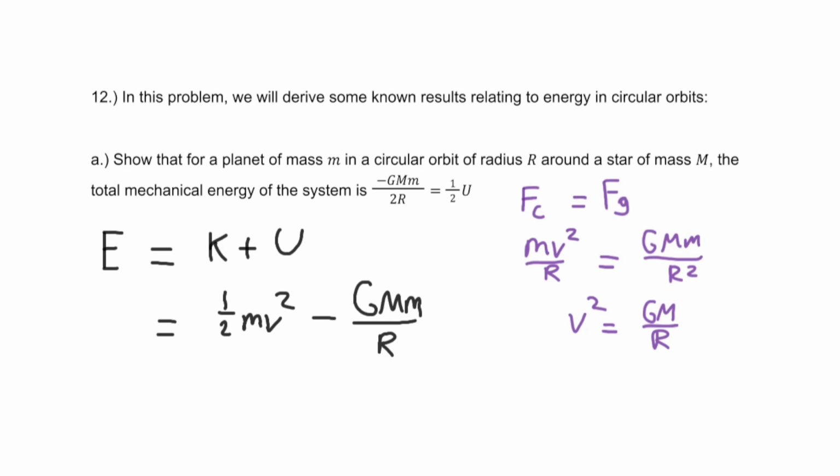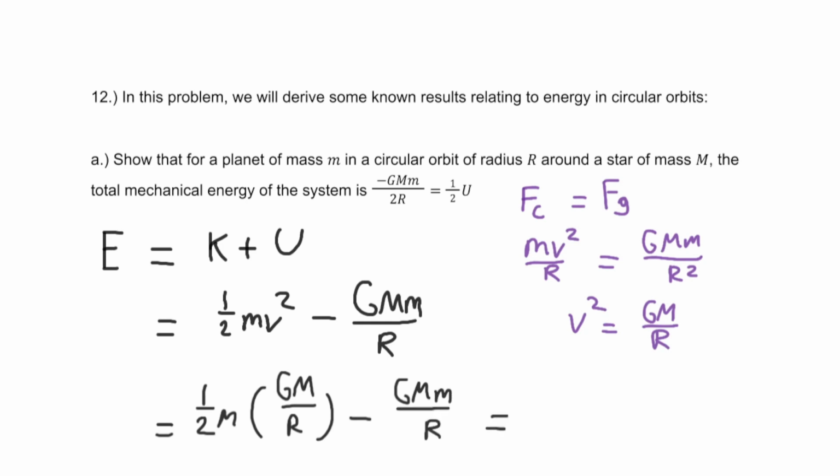So now we can replace v squared with GM over r and get 1/2 m times GM over r minus GMm over r. And notice that now these are like terms. We have a half of GMm over r, and we're subtracting 2/2 of GMm over r. So we are just going to get the desired result of negative GMm over 2r, which is equal to 1/2 of the potential energy.